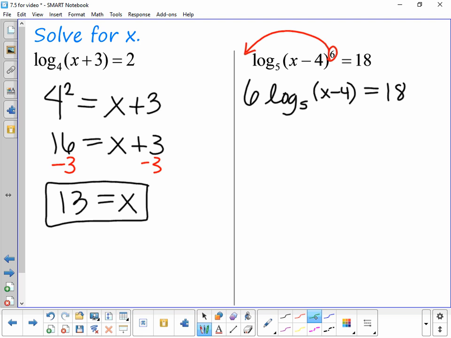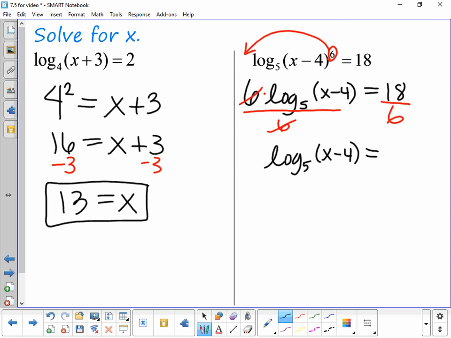To solve this, we want to have just a log with no coefficient. So we want to divide both sides of our equation by 6. It reduces here, and we have the log base 5 of x minus 4 is equal to 18 divided by 6, which gives us 3. So now we have that log equal to a number.